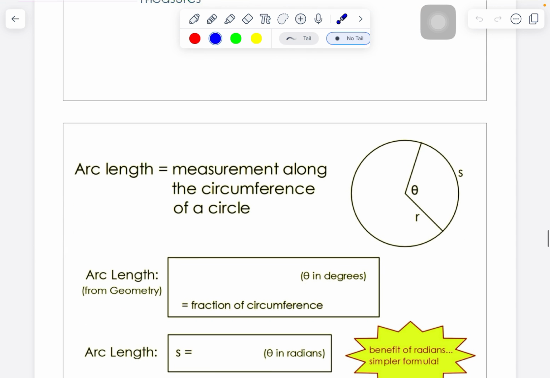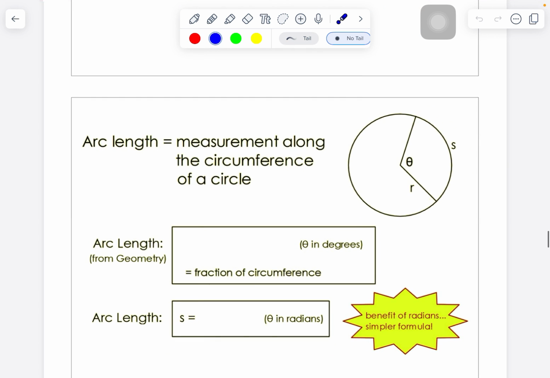The arc length is the measure along the circumference of the circle. So circumference is the entire distance around the circle. Your arc length is going to be this measurement of the partial portion of that circle. So you have some sort of angle theta that opens up. This right here is going to be your sector length.